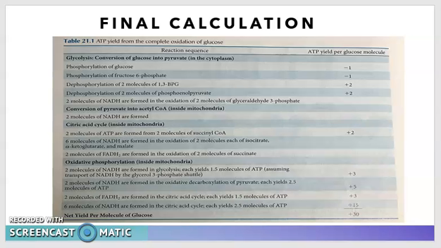And then 6 molecules of NADH are formed in the citric acid cycle. Each yields 2.5 molecules of ATP, and that gives us 15 additional ATPs, so that's 26 total in the oxidative phosphorylation, plus 2 from the citric acid cycle, so that's 28, plus another 2 from the glycolysis section, which gives us our 30 ATP molecules.